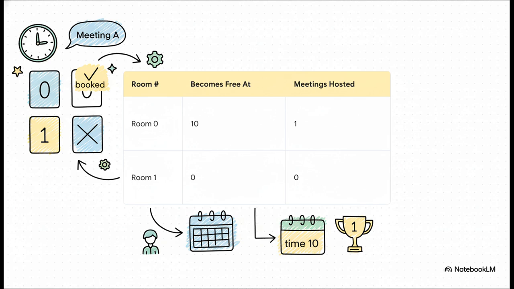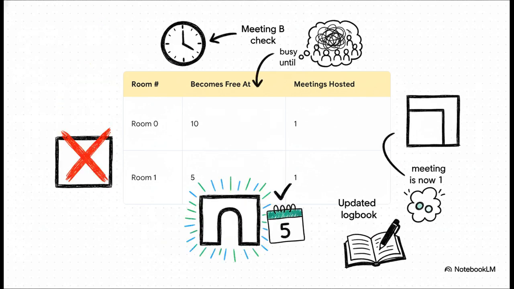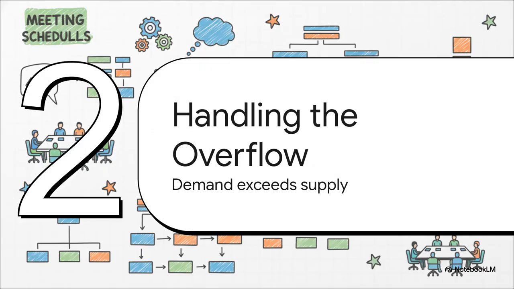Simple enough, right? Okay, next in line is meeting B, starting at time 1. The algorithm checks again. Is room 0 free? Nope, it's booked. But room 1 is wide open. So meeting B gets assigned to room 1. And just like that, the logbook for room 1 updates. It's now busy until time 5, and its meeting count is also 1. So far, so good.